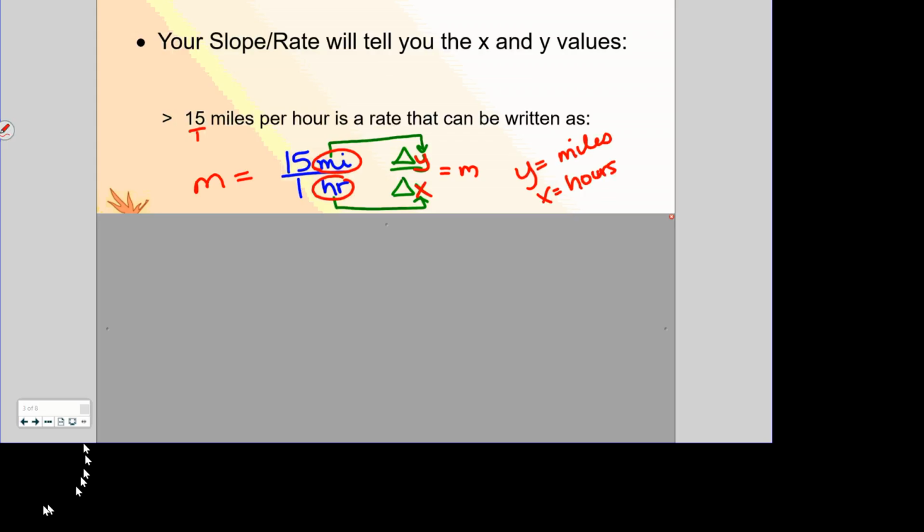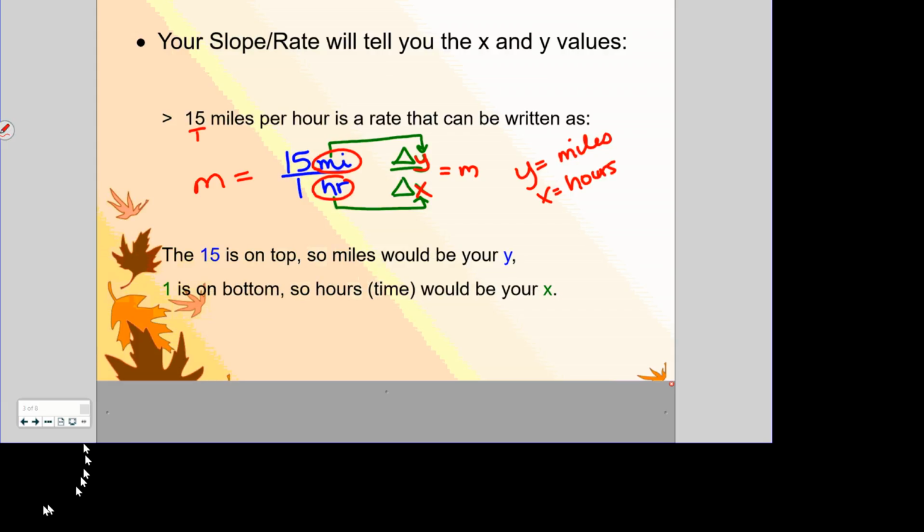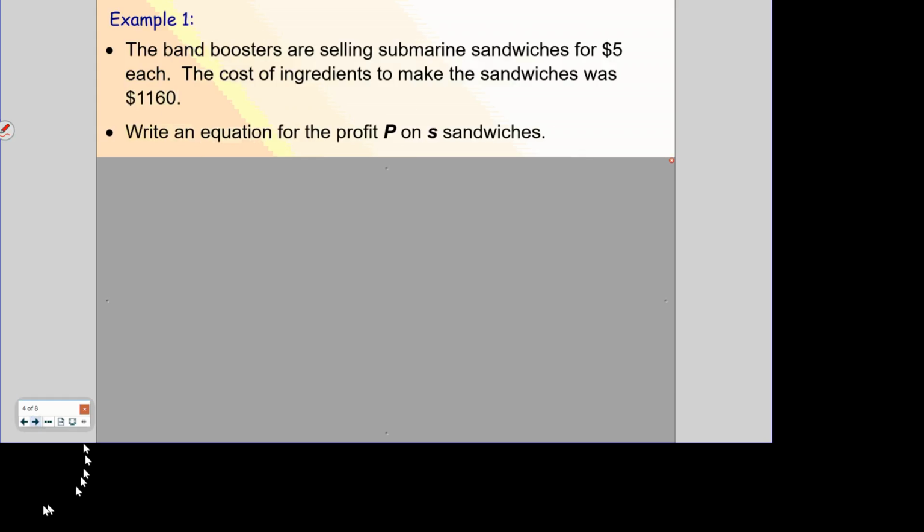So anytime you're in doubt about what x and y stand for, turn to your rate to determine what they are. The y's will always be in the numerator. So the 15 is on top, so miles would be your y, and the 1 is on the bottom. It wasn't written that way, but any number is understood to be 1, so that implies hours or time. Okay, so now let's look at an example.